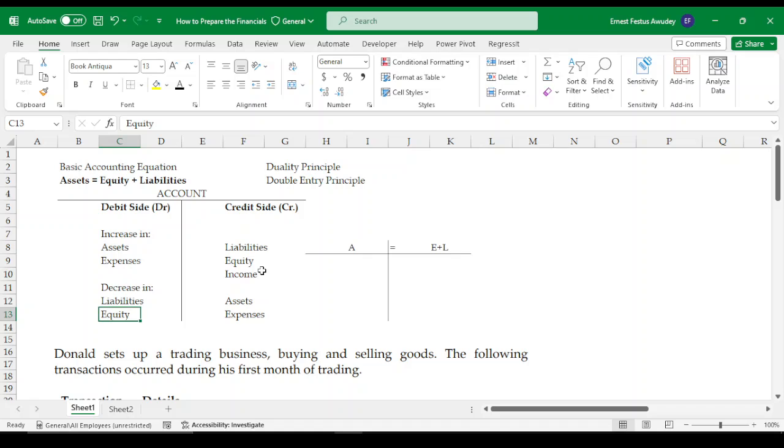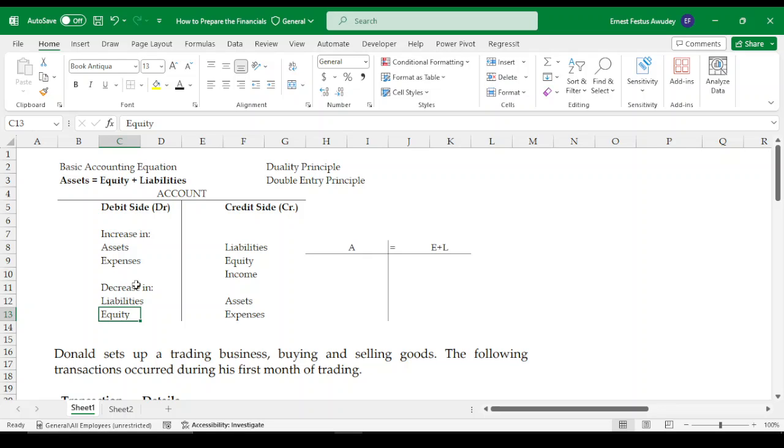All right. Then the opposite is true for these items. Whenever your assets and your expenses within a particular transaction are decreasing, you are going to credit them. And whenever your liabilities and your equity or income are decreasing in a particular transaction, you are going to debit.